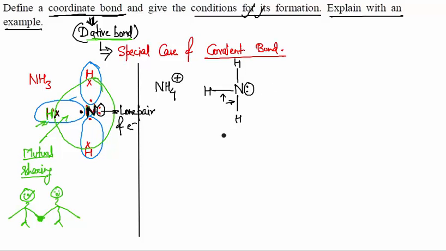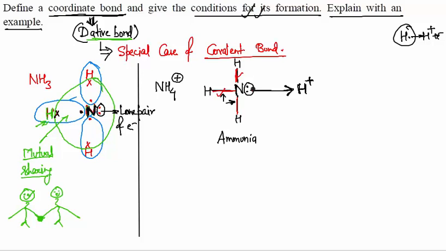In front of this NH3, that is your ammonia, you have suppose H plus. H plus means it has no electron, because H has one electron, and if it loses one electron it forms H plus. So it has no electron. Now what will happen? This nitrogen will donate its lone pair to H plus. In all these three red bonds, one electron comes from nitrogen and one electron from hydrogen.